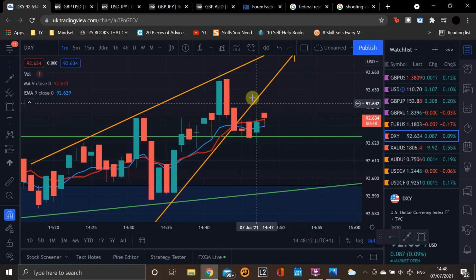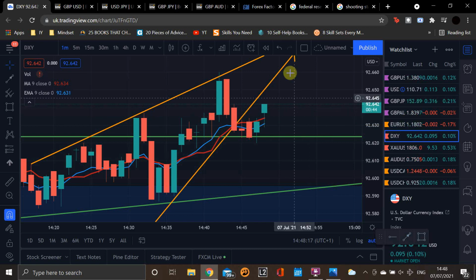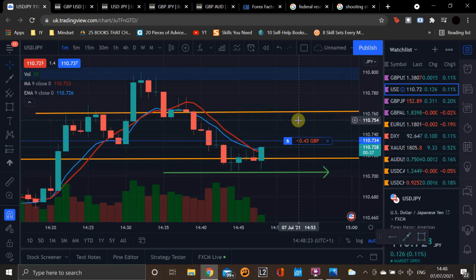Thing is, the USD is going down. I still think there's quite a bit of selling pressure. This is all a game of probabilities, definitely. One thing I've realized, it's definitely a game of probabilities.